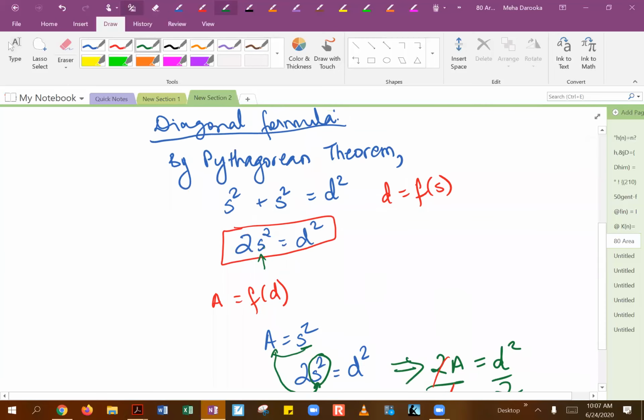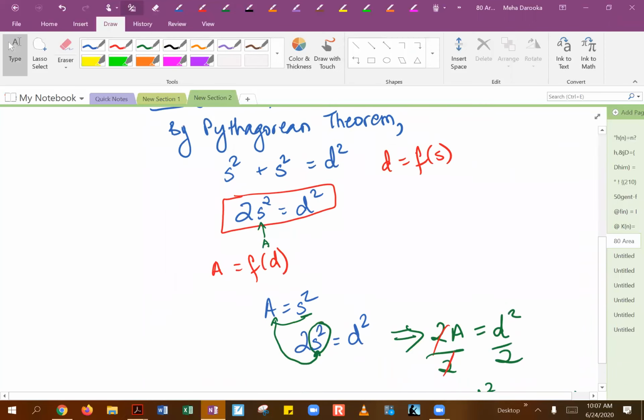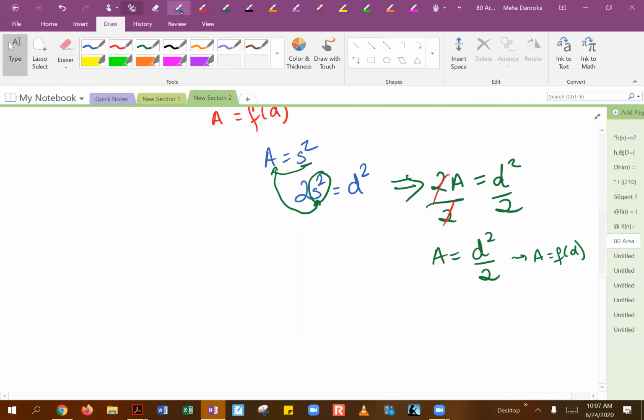So again, in this 2S squared, we took that S squared and replaced it with our A, because we know S squared equals A from that area definition. So you end up getting 2A equals D squared, move the 2 to the other side, and you've got your area formula in terms of the diagonal, and that is what they're looking for here.